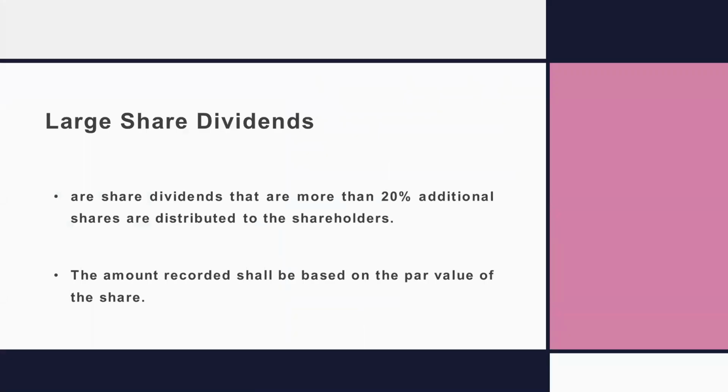Now, let us discuss the large share dividend. We said that for a small stock dividend, that's less than 20%, and the basis of our deduction from retained earnings is the fair market value. Now, for a large share dividend, the share dividends that are more than 20%, additional shares are distributed to the shareholders. The amount recorded shall be based on the par value of the share. So take note, par value of the share. For a large share dividend, we debit retained earnings at par value only. So there is no premium to recognize.